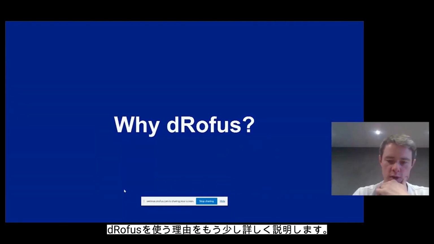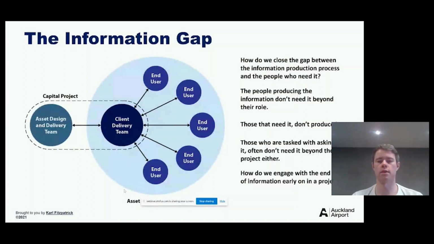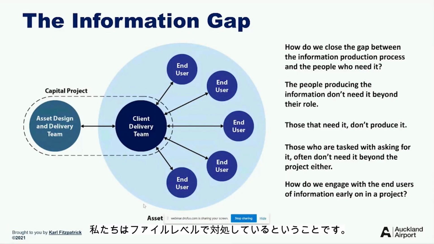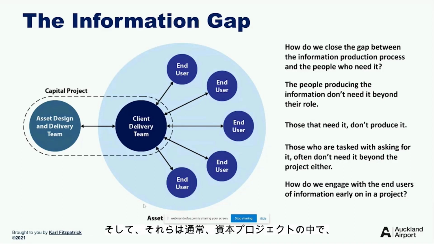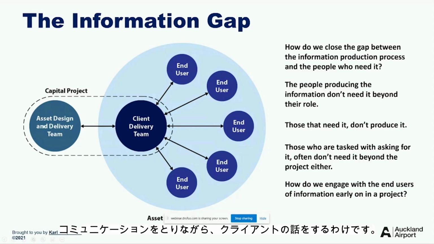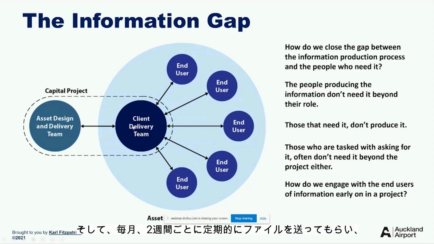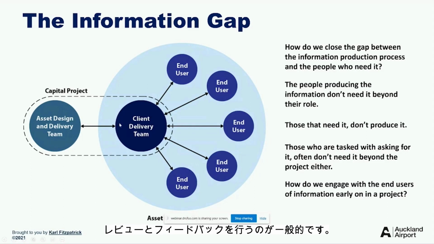And a bit more on why we chose dRofus. So the key thing here is that within the BIM world at the moment, there's this collaboration on files, and we're dealing at a file level, and those are typically dealt with in a capital project by the delivery team, and the client team is sitting in its own world, where you've got a client delivery team who's representing the client, communicating with the delivery team who are external consultants, and typically they're just getting drops of files on a monthly or two-weekly basis to then review and feedback.